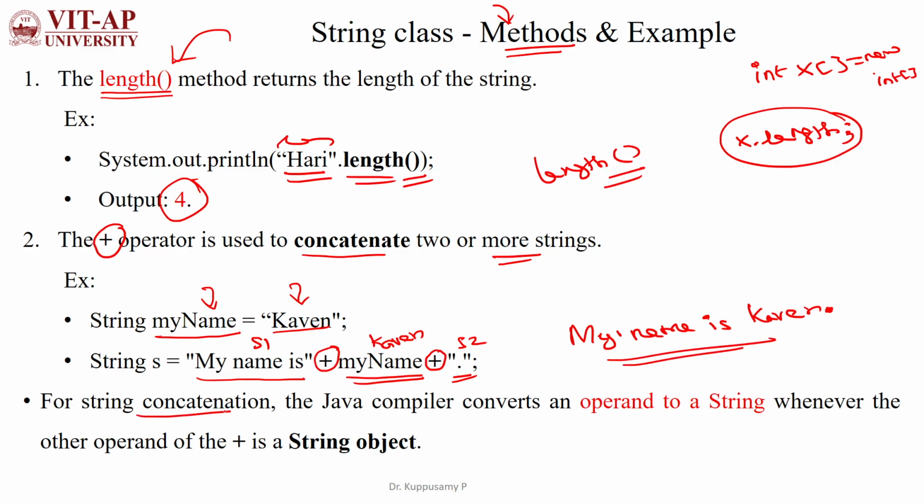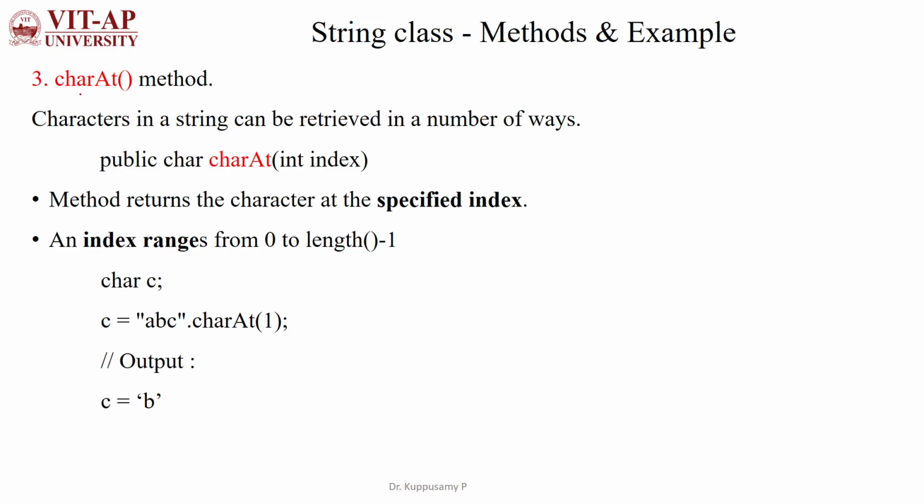For string concatenation, the Java compiler converts an operand to a string. Whatever operand we are using with the plus operator is converted into a string whenever the other operand of the plus is a string object. And here one more method, character at a particular index. A character in a string can be retrieved in a number of ways. Many ways are there, and we can use any one of them.